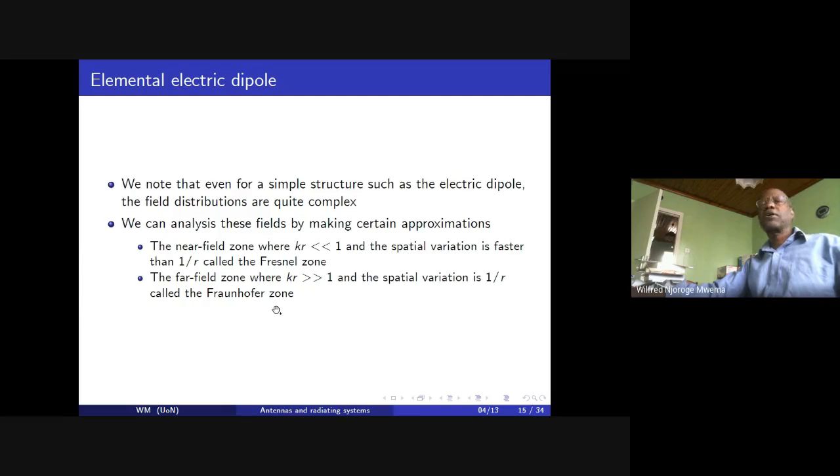Then we have what we call the far field zone, where kr is much larger than unity, and the spatial variation is then going to be 1 by r, and this zone is usually referred to as the Fraunhofer zone. The Fresnel zone and the Fraunhofer zone come from physics, from the two guys who were looking at the diffraction of waves.